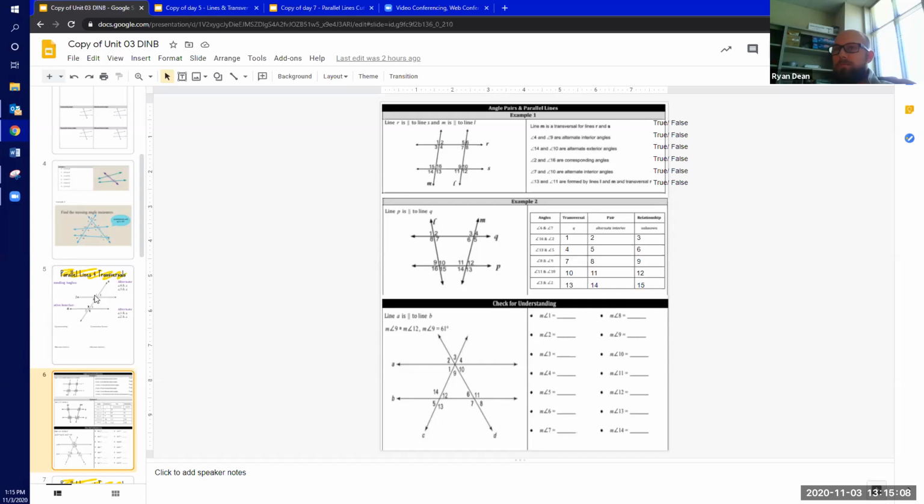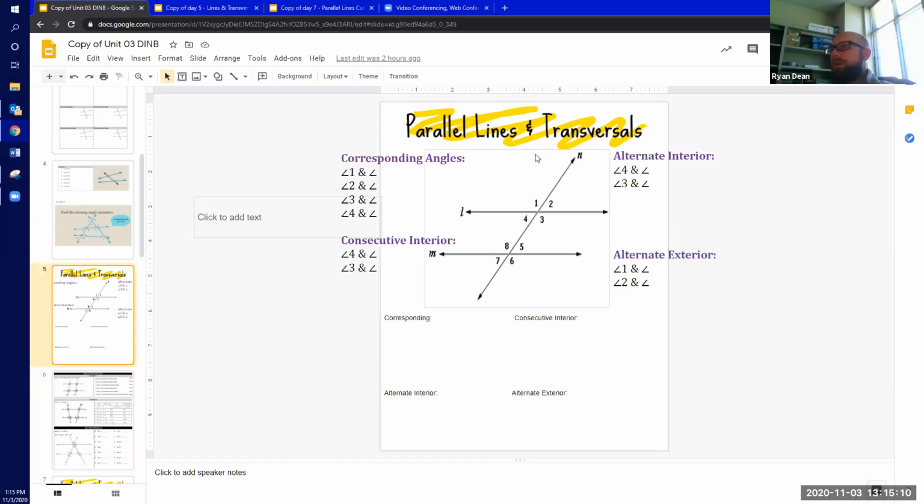In any case, what we're going to take a look at in the next video are parallel lines and transversals and what we can determine from those two things.